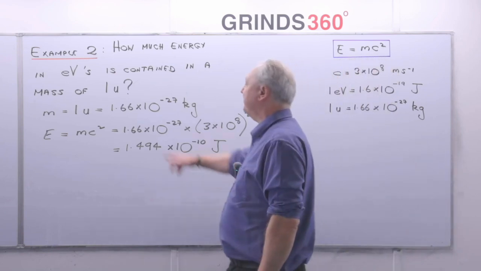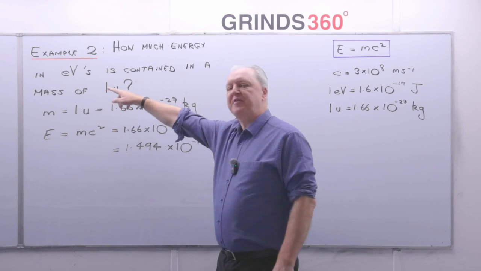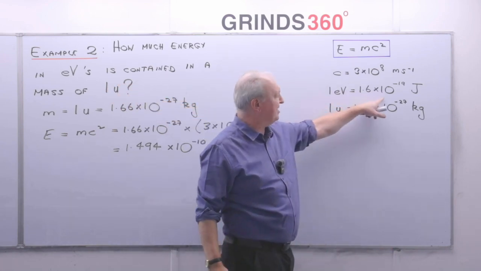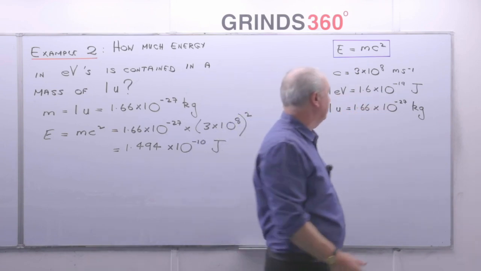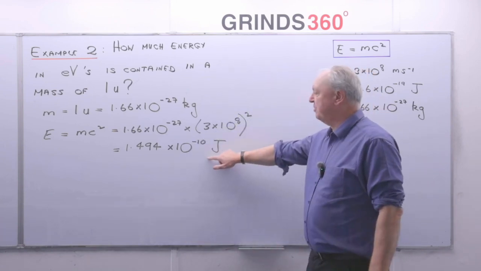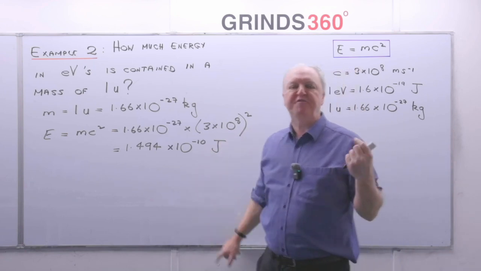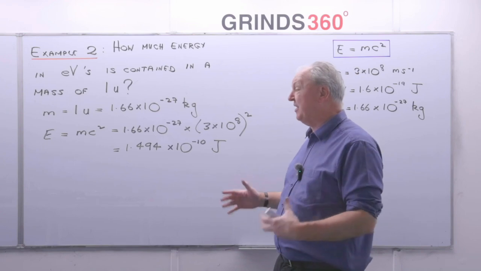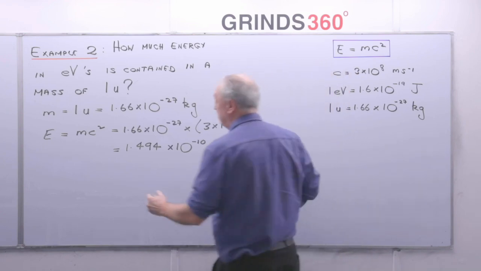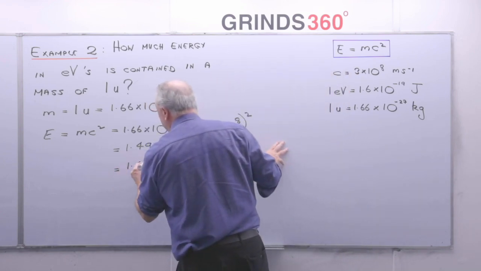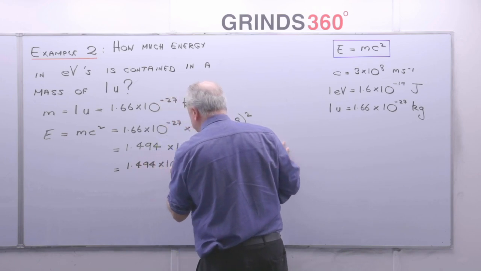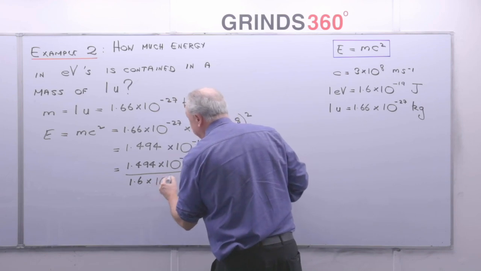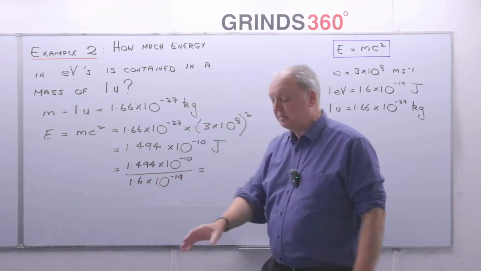Now I want to turn that into the small units of energy, which are the electron volts. Well, 1 electron volt is equal to 1.6 by 10 to the power of minus 19 joules. If I'm going to turn that number of joules into electron volts, I'm going to divide by that conversion factor. You're going to divide because you're going to get a lot of electron volts, a lot of the little numbers. So that's equal to 1.494 by 10 to the power of minus 10 divided by 1.6 by 10 to the power of minus 19.